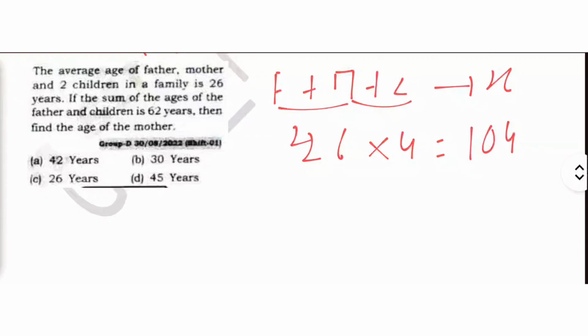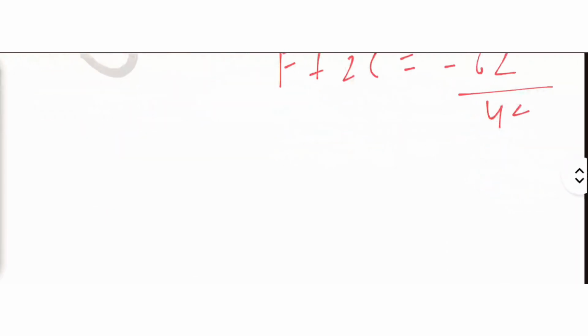And we are given that the sum of the ages of father and the two children is 62. Then find the age of the mother. We have to subtract this. Simple. 4 minus 2 is 2, 10 minus 6 is 4. So 42 years. Simple.